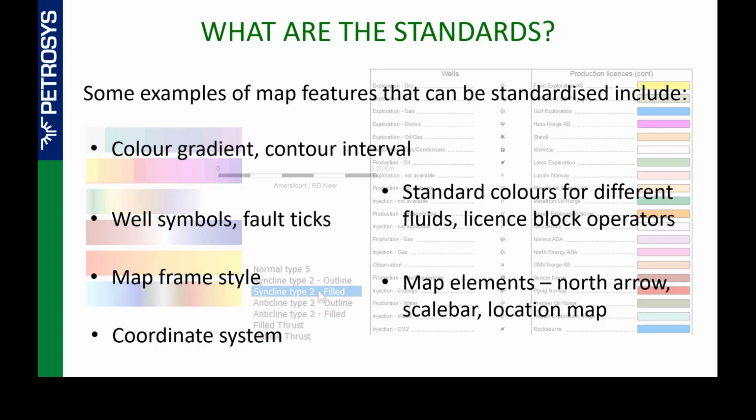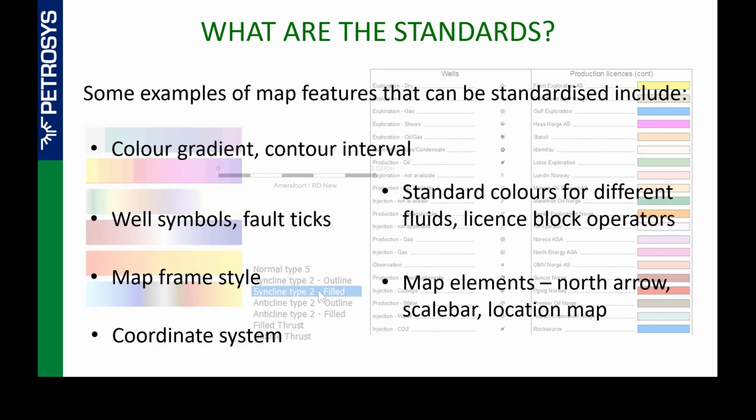The map frame is also important, so the part outside the data. How are the coordinates displayed? Do you have eastings and northings and lat longs? Do you need them? Do you have elements like the scale bar, a legend or a location map? And last but not least, always remember your coordinate reference system.